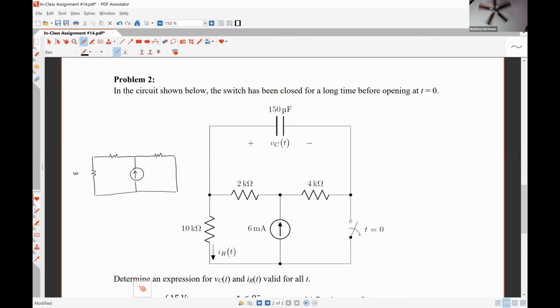Let's see, 10 kiloohms, 2 kiloohms, 4 kiloohms, 6 milliamps. Here's our current IR at 0 minus. What am I going to do with my capacitor? An open circuit. Open circuit, exactly right. Plus VC at 0 minus. Alrighty.